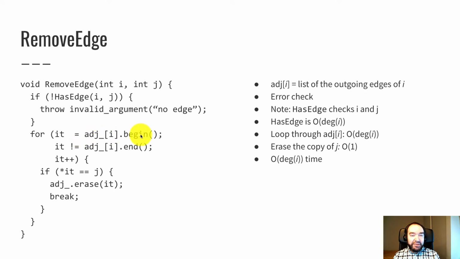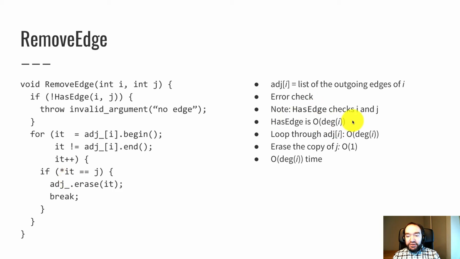Start at adj.begin, end at adj.end, and if the iterator value is equal to j, that's the match we need to erase, and we do adj.erase. That's the singly linked list erase operation. And we might as well break the loop. We know that we're not going to find a second copy of j in there anywhere, so we just stop the loop because we know we're done.